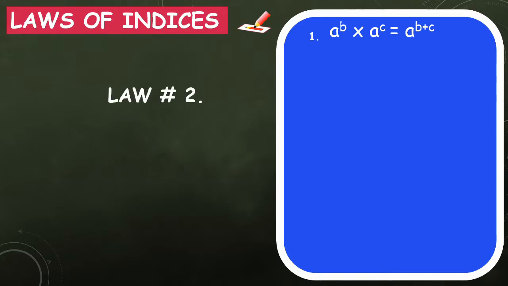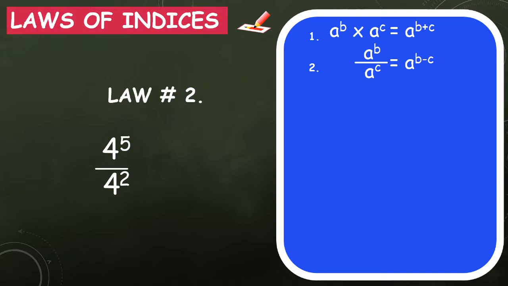Law number 2, if you have two indices with the same base that divide each other, you can subtract their power. So a to the power of b divided by a to the power of c equals a to the power of b minus c. Let's look at some examples.